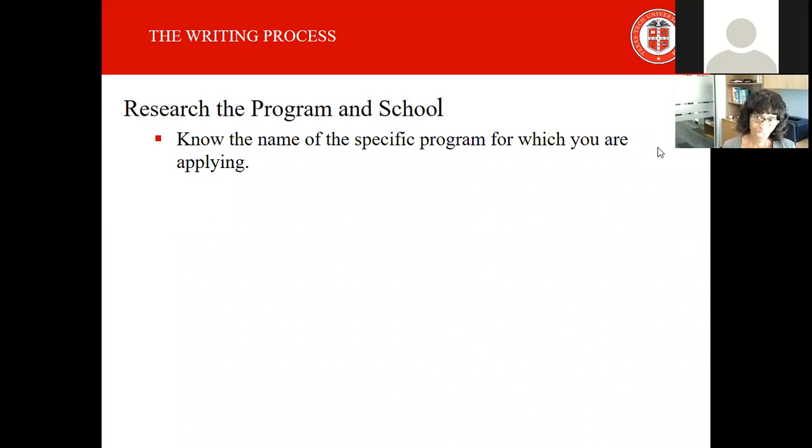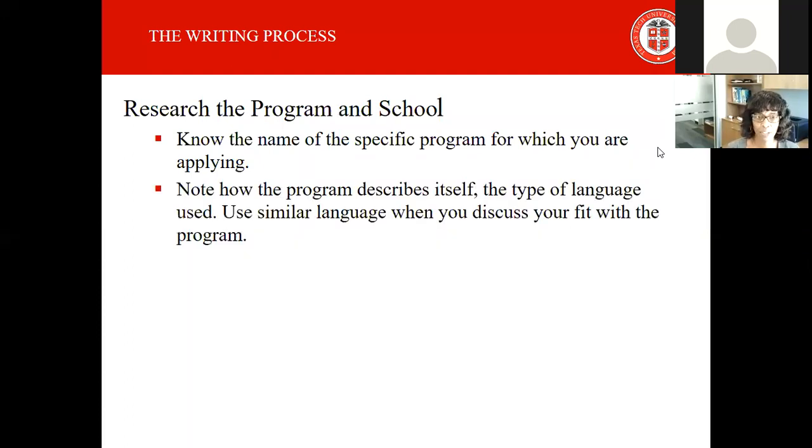So we are going to be talking about the pre-writing stage. Okay. And one of the things you'll want to do in the pre-writing stage in regard to your personal statement or any of your application writing is research the program and school that you're applying to, okay? Very important. Know the name of the specific program for which you're applying. This is one of the things that you want to make sure that you're clear on.